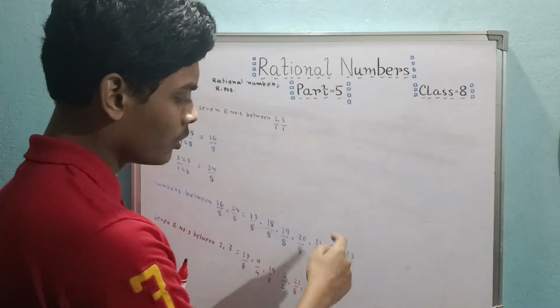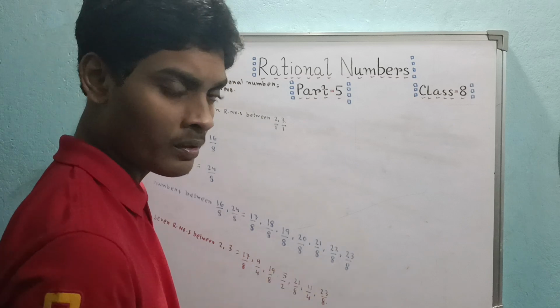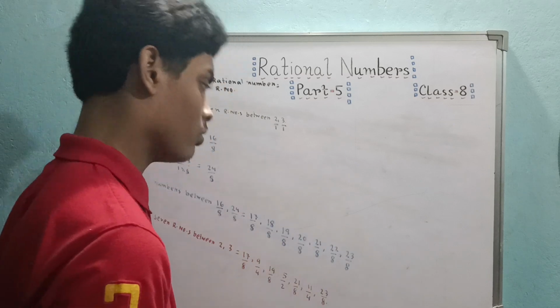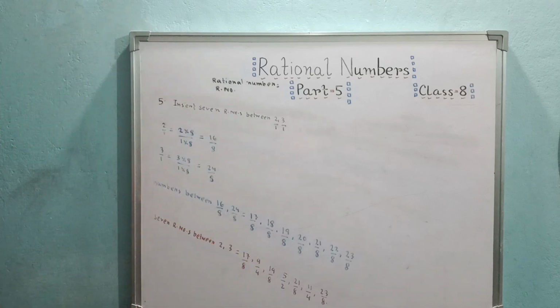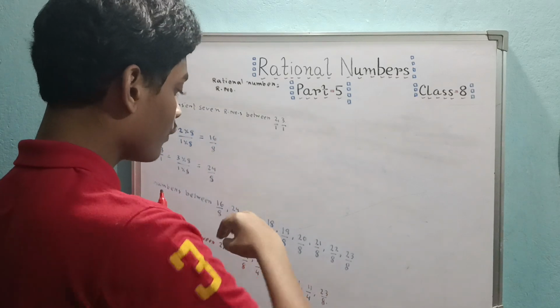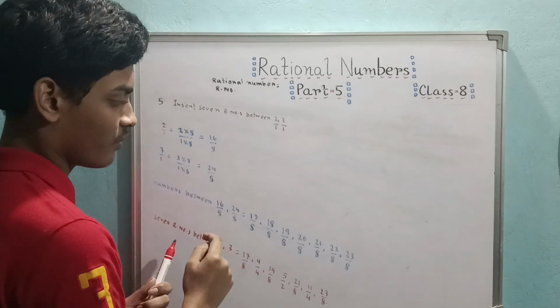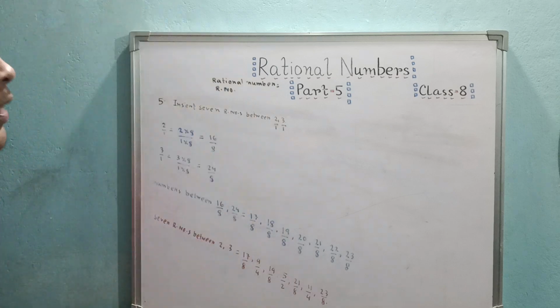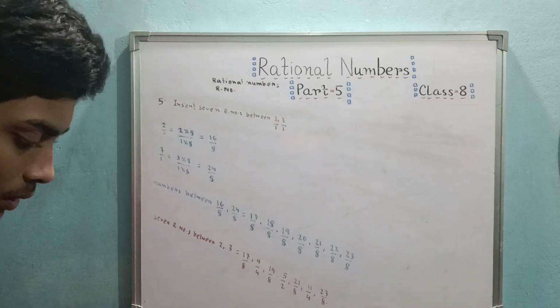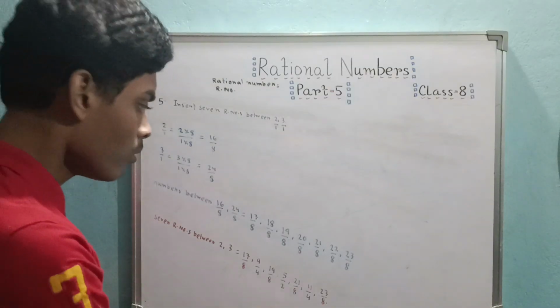21 by 8. 22 by 8 if you simplify 11 by 4. And 23 by 8 if you simplify 23 by 8 only. See, you are not able to get more than 7 rational numbers between these two if you use this process. These are the accurate numbers. Isn't that remarkable? The teacher is forced to give you full marks because no other number can be done.